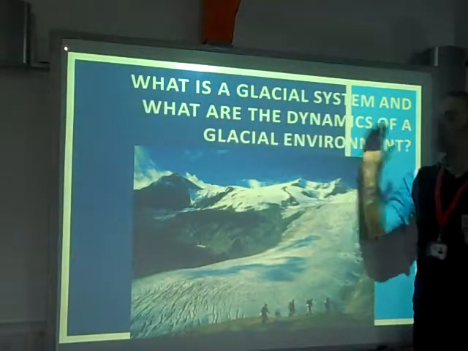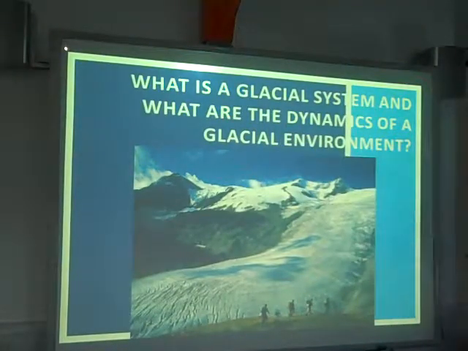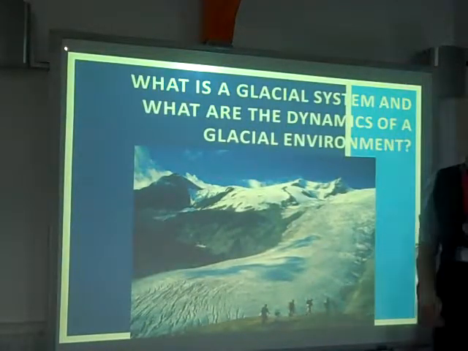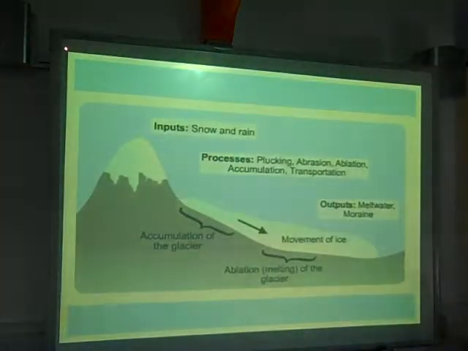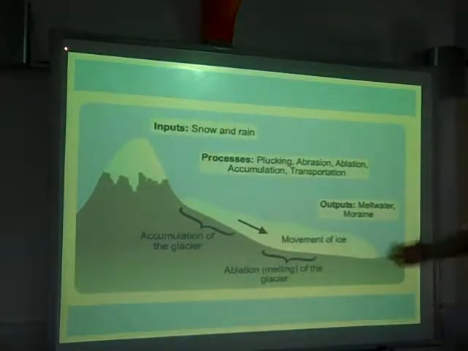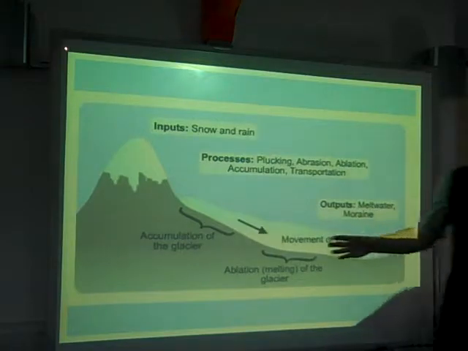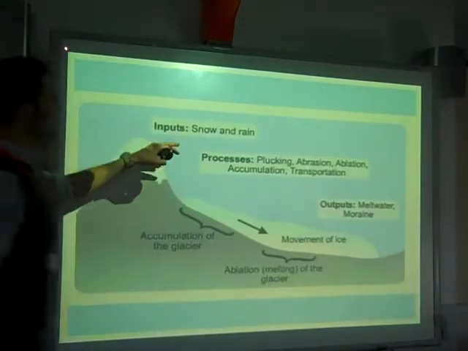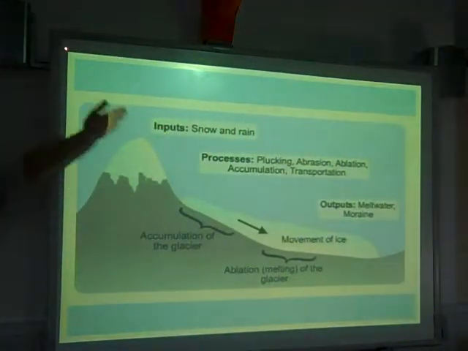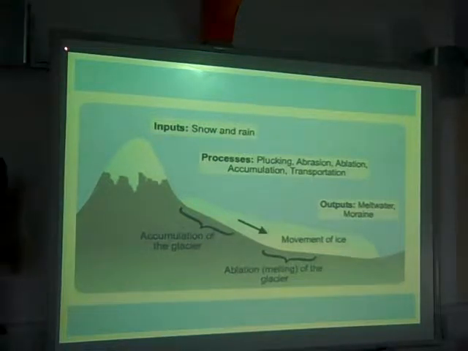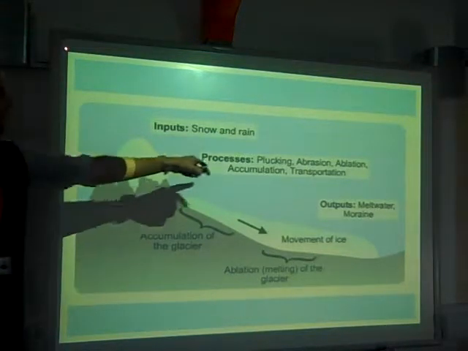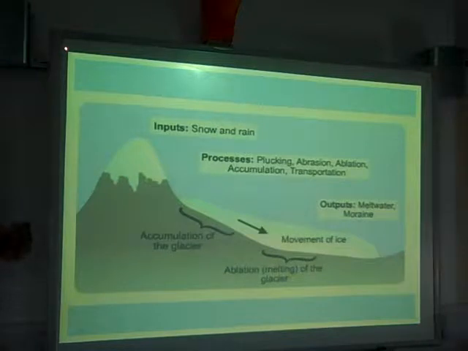One key thing that you will have to look at is what is a glacial system and what are the dynamics of a glacial environment. So, looking at this, there are 3 or 4 key things to consider. The first one is input. There are inputs into the glacial system in the form of snow and rain. There are a number of processes occurring, 3 of which are abrasive, which is plucking, abrasion and freeze-thaw.